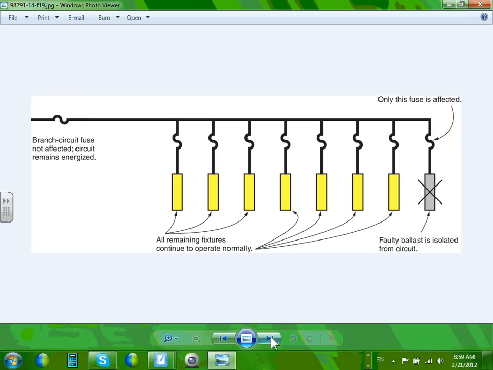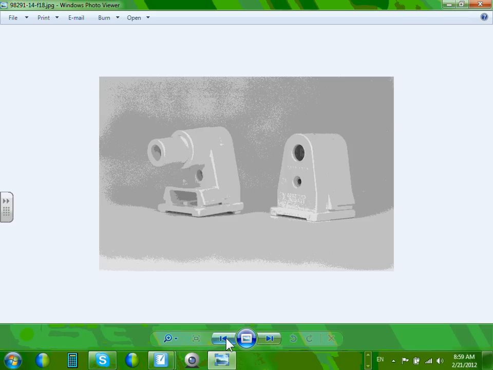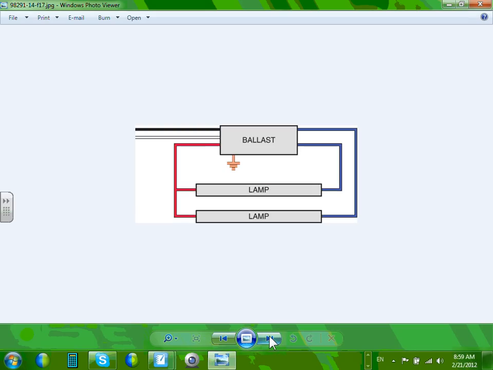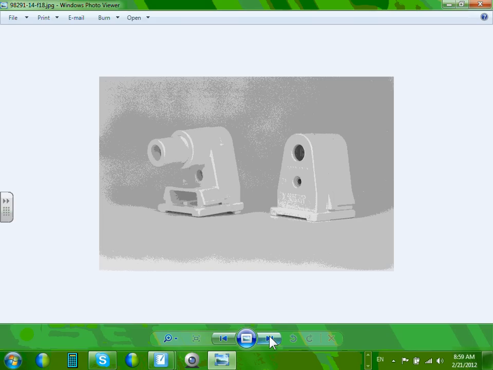Okay, so we talked about rapid start and instant start. This one is worth mentioning. This one is called rapid start, the way they wire it, and this one is called instant start. Which one is faster, the instant or the rapid? The instant start. It's all about how fast you burn that light and bring it up to speed. Instant start. Okay.